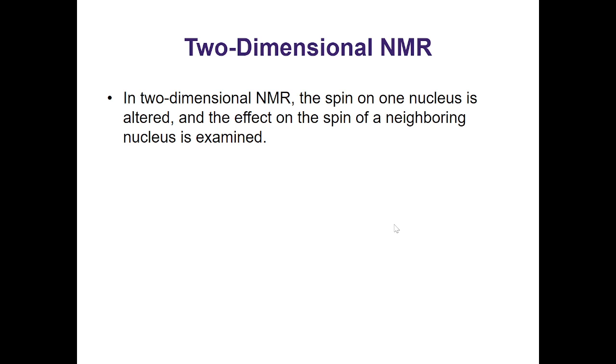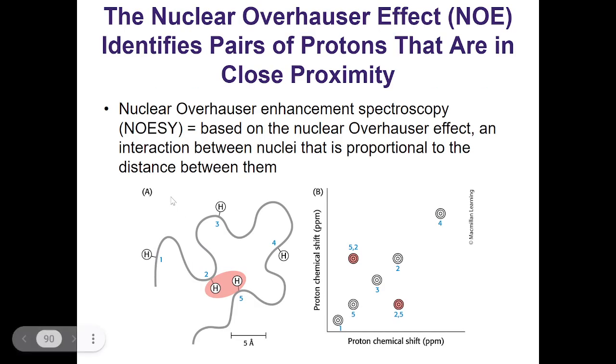All right, so two-dimensional NMR, where you guys are probably not going to see this in organic at all. Probably not even going to touch on or talk about. It is the thing in biochemistry, okay? You can resolve a lot more details. In two-dimensional NMR, the spin in one nucleus is altered, and the effect of the spin on the neighboring nucleus is then examined. So for example, nuclear Overhauser enhancement spectroscopy, NOESY, is based on the nuclear Overhauser effect. This is an interaction between nuclei that is proportional to the distance between them.